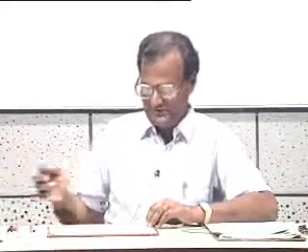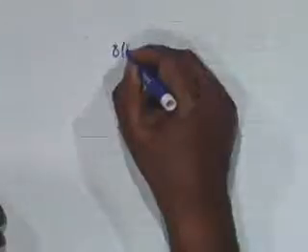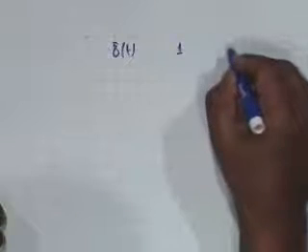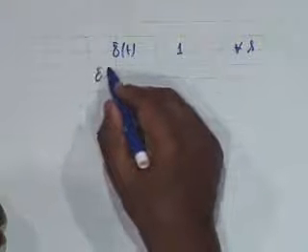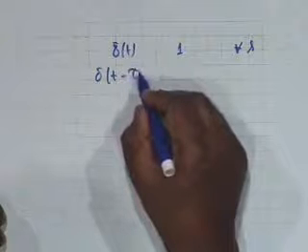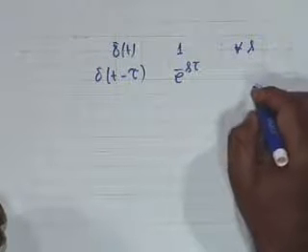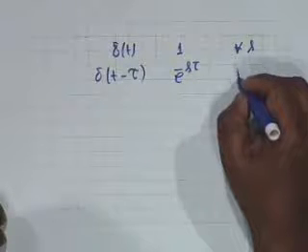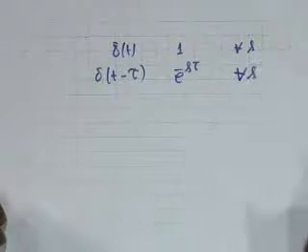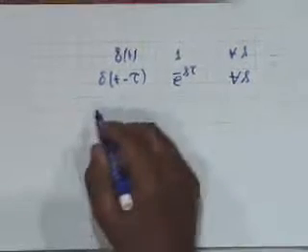Then we take the delta function. Delta function, we have already said the transform of delta t is 1, for all s. If I delay delta t by, let us say, tau, then the Laplace transform becomes e to the minus s tau, and the ROC does not change, it is still all s.